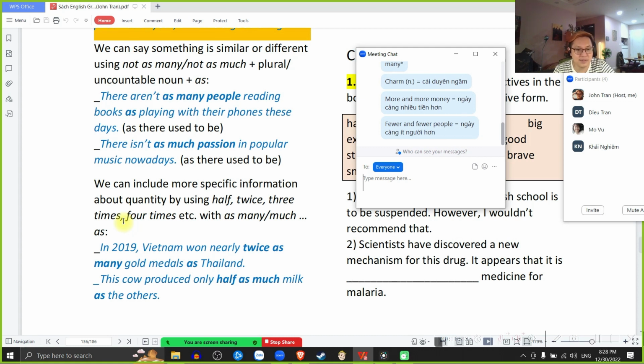This cow produced only half as much milk as the others. Half as much milk as the others. Nó có thiếu sao nó rất thiếu đi âm cuối. It's like something missing. Half as much milk as the others. Đó, cho nên không nên nói nhanh là như vậy. You should not speak fast because of that. This cow produced only half as much milk as the others.